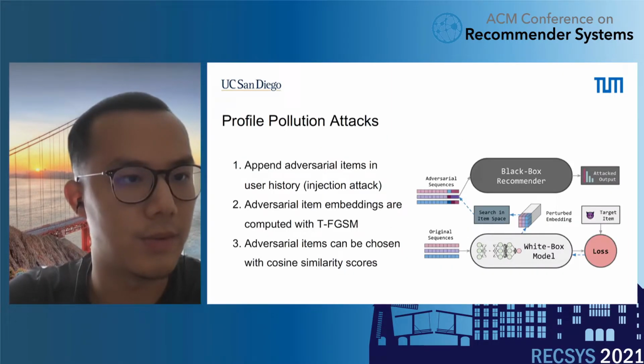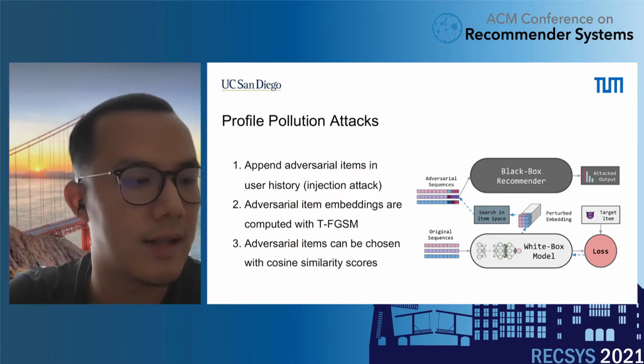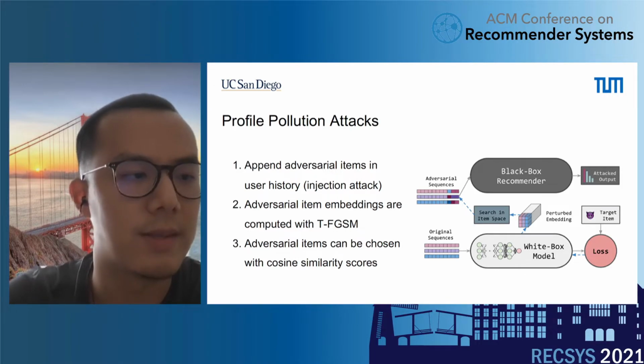First, we'll talk about profile pollution attacks. Here, we simply append a few adversarial items at the end of the user history and evaluate the exposure of target items. The embeddings of adversarial items can be first computed with TFGSM, which is a common method for generating adversarial perturbations. Then we compute the cosine similarity between possible items and the adversarial embeddings we just computed. We choose among the items with the highest similarity scores. Note that in this type of attack, black box recommenders are not retrained. We simply want to achieve the target promotion attack by changing the test time data.